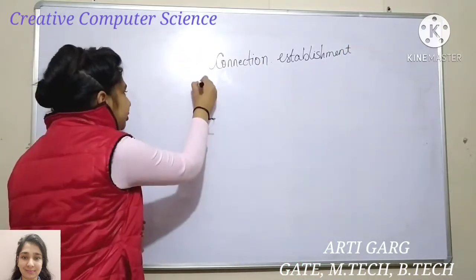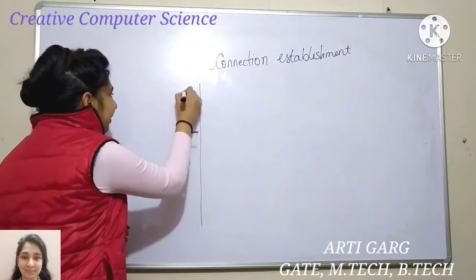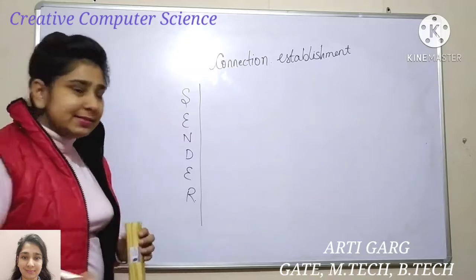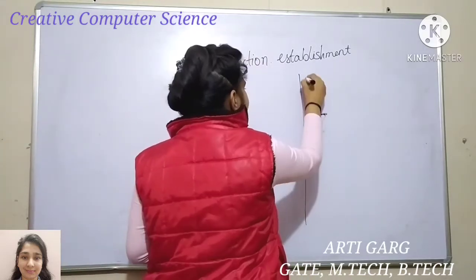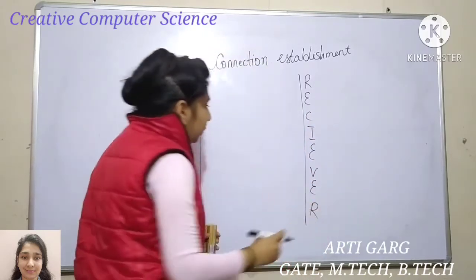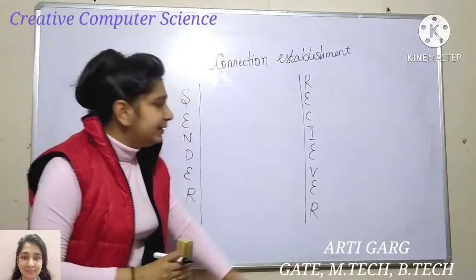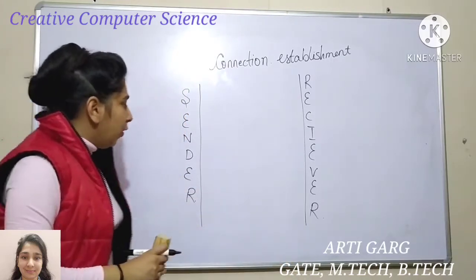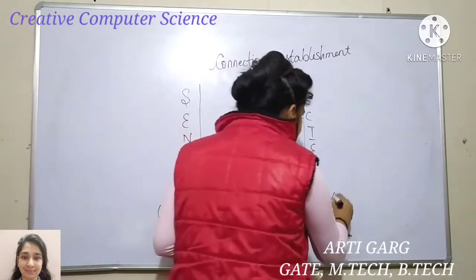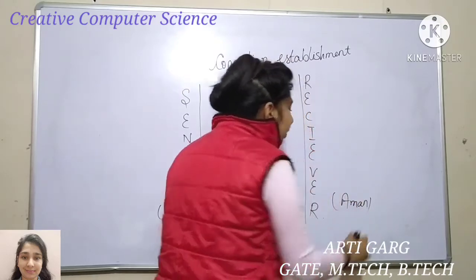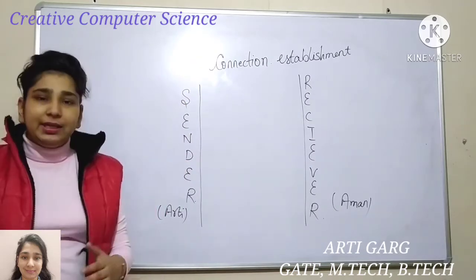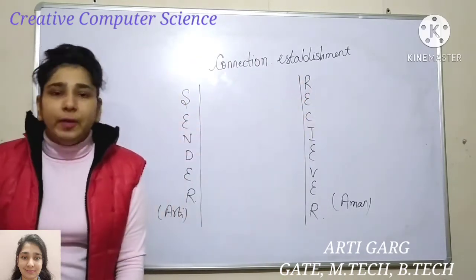Let's suppose these are the two machines. This is our sender and this one is the receiver. One machine is the sender and one is the receiver. Or you can say this is my machine, this is the machine of Aarti and this is the machine of Aman. We both want to communicate. So the first step to communicate is connection establishment.